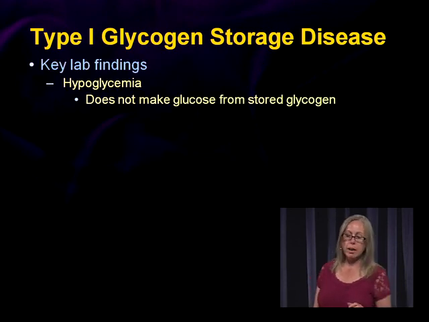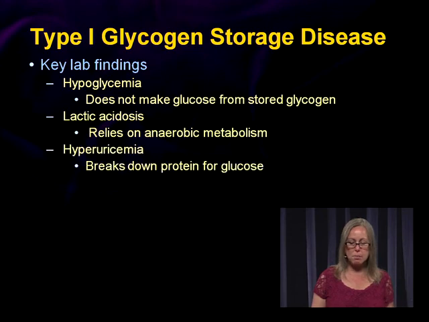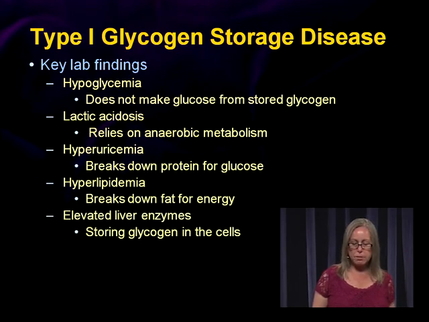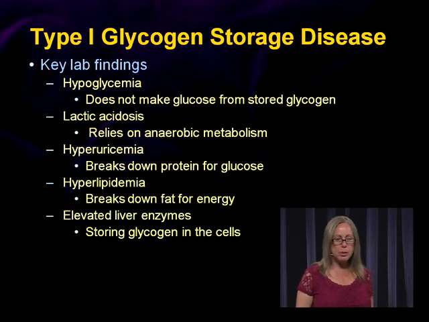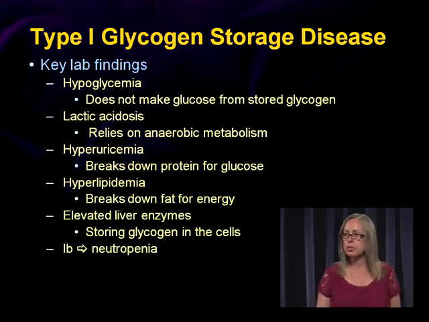So the key lab findings: hypoglycemia, lactic acidosis, because you're going to have to start making your energy some way, so you're going to start generating lactate. High uric acid from the breakdown of protein. High lipids from the breakdown of fat for your energy. Elevated liver enzymes because you're storing too much glycogen. Type 1B actually is associated with neutropenia.